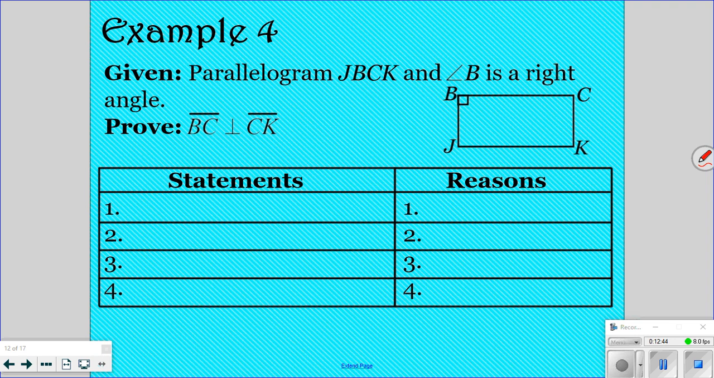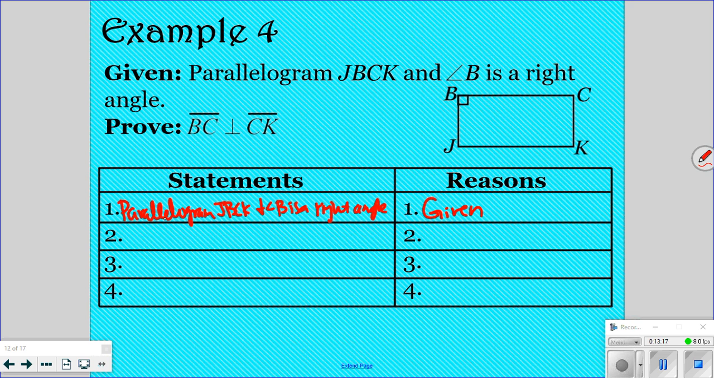So the first thing that we're going to say is our given. So parallelogram JBCK, and angle B is a right angle. And the reasoning for that is going to be given. Okay? From there, what could we say?